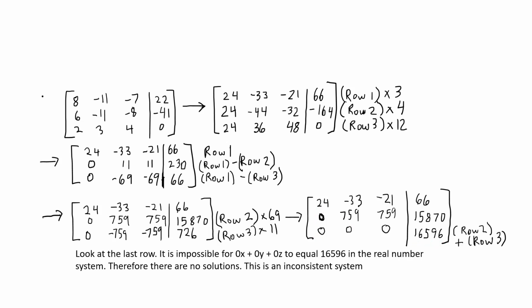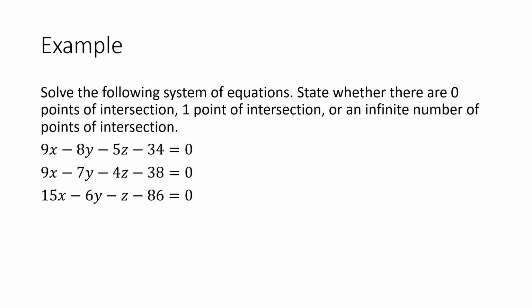So specifically now, just to re-explain it, look at the last row. The last row here means that 0x plus 0y plus 0z equals 16,596. That is not possible, so it's an inconsistent system, and there are no solutions whatsoever. Now, one more example that we have here.